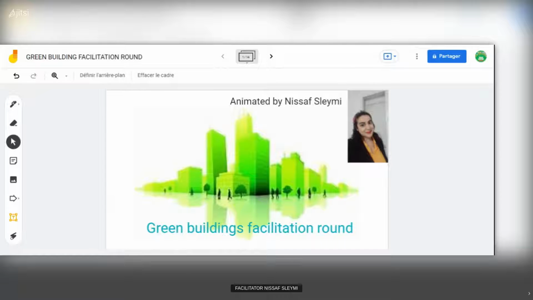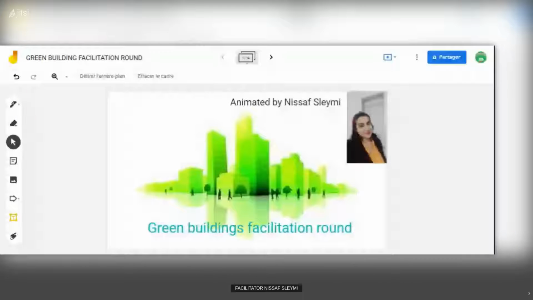We can use it in many ways. We can define it in many ways. It's a beautiful and a large concept of facilitation. But today we are going to make visual facilitation. We are going to discover and explore this kind of concept among green building practices. So now I'm sharing my screen.